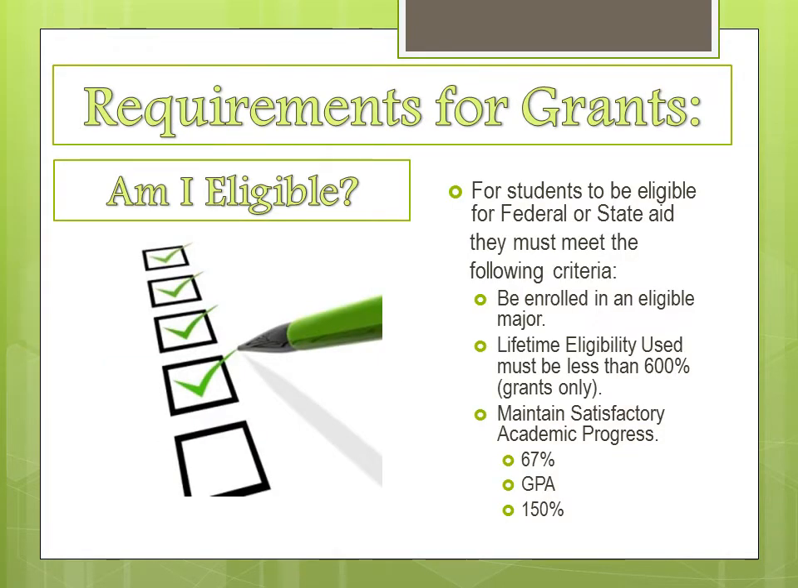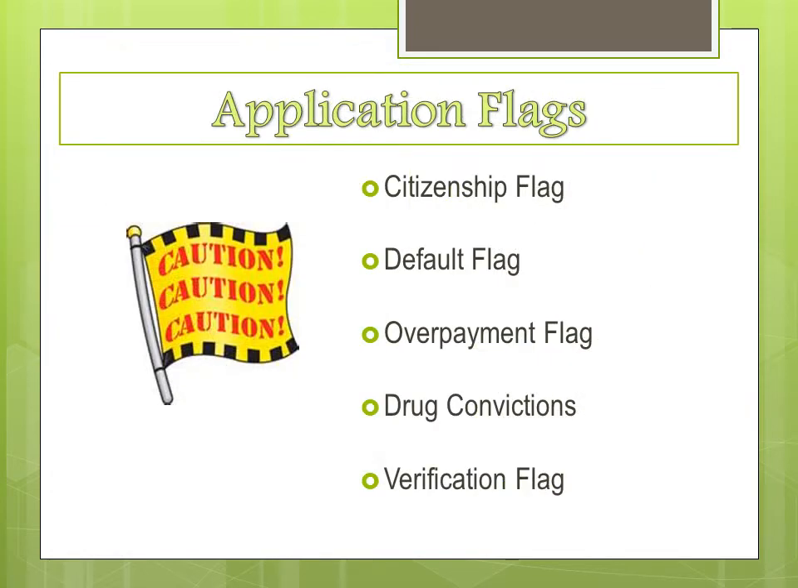You may be wondering, how do I know if I qualify? Well, first complete your FAFSA, and the results that come back from that will let us know if you qualify. But there are additional requirements. Even if your FAFSA says you qualify, you must be in an eligible program of study. You cannot be exceeding the 600% lifetime eligibility use, and you must maintain satisfactory academic progress. And please note, there are application flags that may require extra documentation to resolve eligibility.